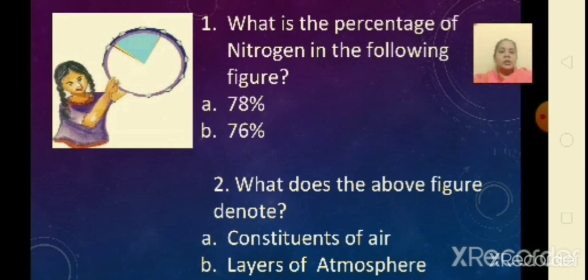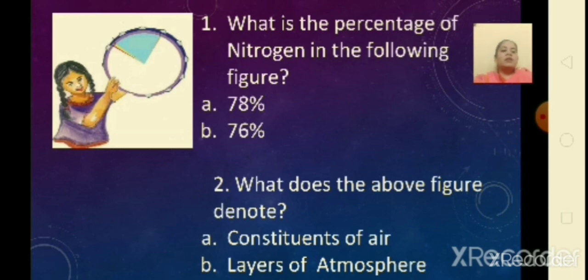In this case the question is, what is the percentage of nitrogen in the following figure? Option A 78%, option B 76%. The correct answer is 78%. So I will select the answer 78% by marking it on the circle given in front of it. So basically I will choose the correct answer as A, 78%.